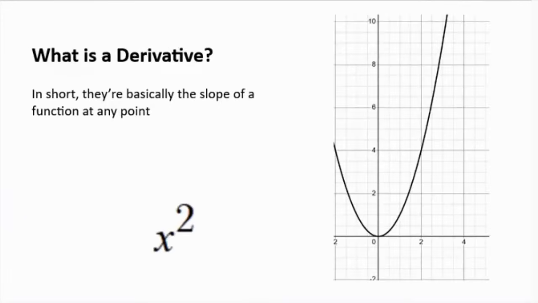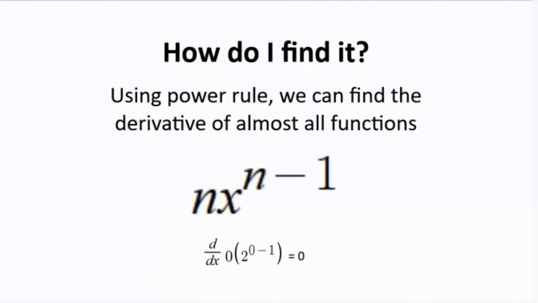Derivatives. What is a derivative? In short, they're basically the slope of a function at any given point when the function is a curve. So how do I find it? With this formula here, aka power rule, we can basically find a derivative of almost all functions. You'll see an example in the next slide.